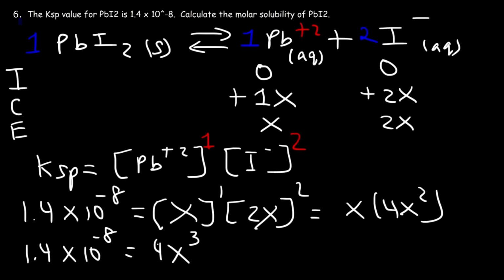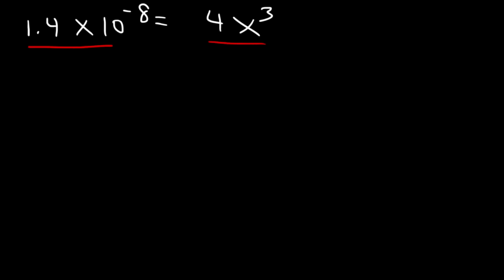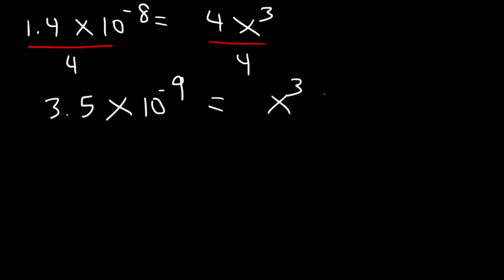And keep in mind, our goal is simply to calculate the value of x. So let me rewrite this on top. At this point, it's all algebra. So what I'm going to do is divide both sides by 4 initially. 1.4 times 10 to the negative 8 divided by 4 is 3.5 times 10 to the negative 9. And that's equal to x cubed.